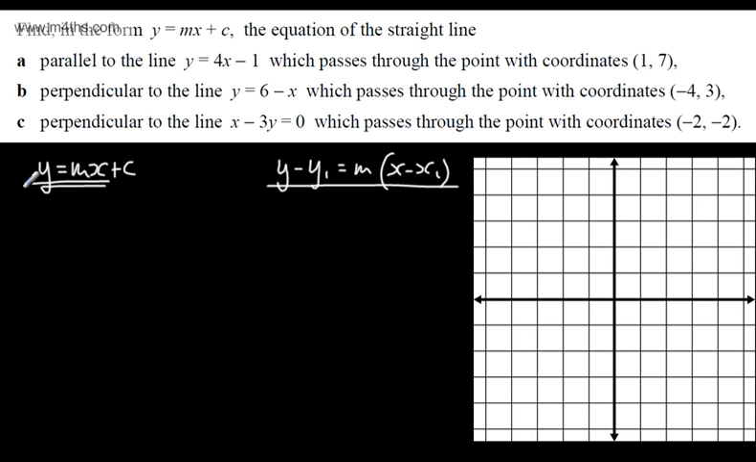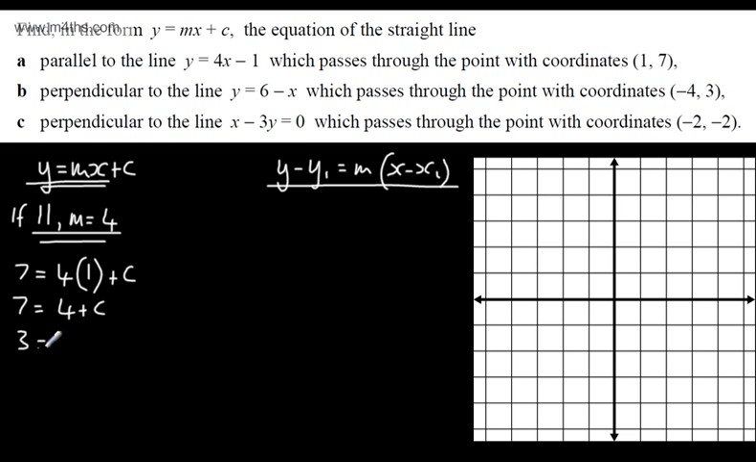So we can see now that if this is parallel, we can write m is going to be equal to 4. So a line parallel to this one is going to have a gradient of 4. I'm now going to sub in the coordinates as we did before. The y coordinate is 7. That's going to give me 4, which is the gradient, multiplied by the x coordinate, which is 1, and we're going to add the c. So 7 is equal to 4 plus c, so we're going to have c is equal to 3. We can now put this back together and we can say that y is going to be equal to the gradient, 4x, and then plus the constant, or the y-intercept, which is 3.